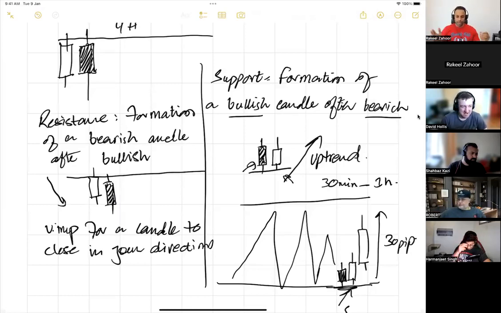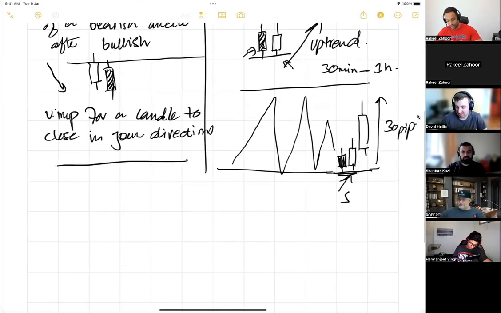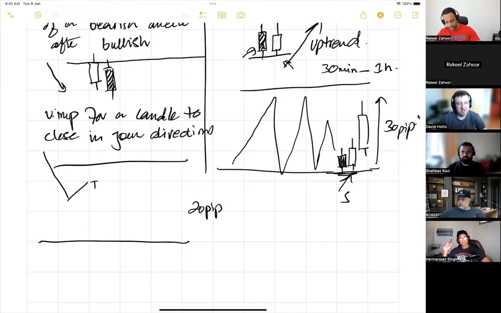But that's the thing. Whenever you're looking at a resistance to form, you're waiting for a candle to close bearish in a downtrend. That's when you have a resistance formed. And the same idea goes in a range. Let's say this is a 20 pip range. Price comes down, goes up, we have a bullish candle form, and then you are greeted with a bearish candle forming in this 20 pip range. This is a great idea to take a sell, right? Great idea to take a sell.